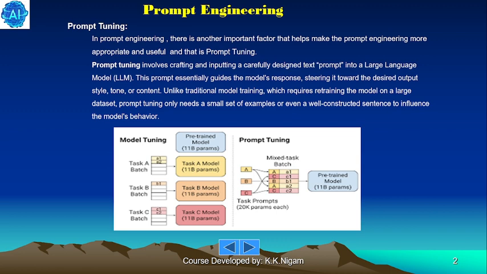This prompt essentially guides the model's response, steering it towards the desired output style, tone or content. Unlike traditional model training, which requires retraining the model on a large data set, prompt tuning only needs a small set of examples or even a well-constructed sentence to influence the model's behavior.